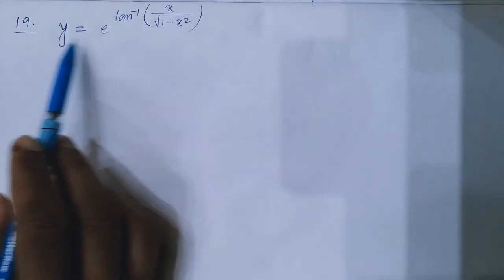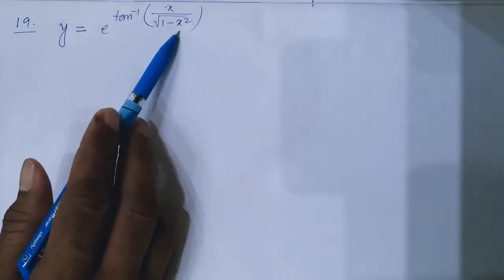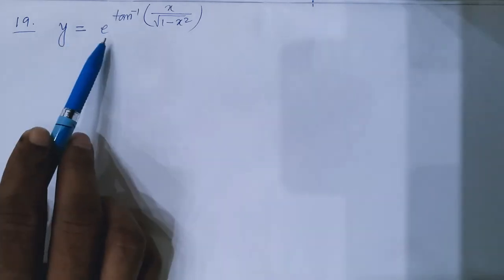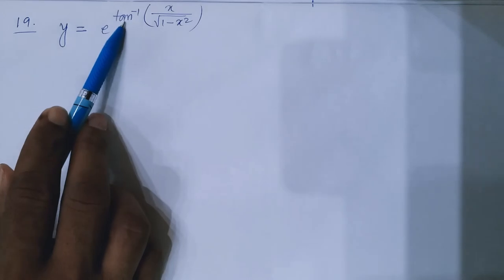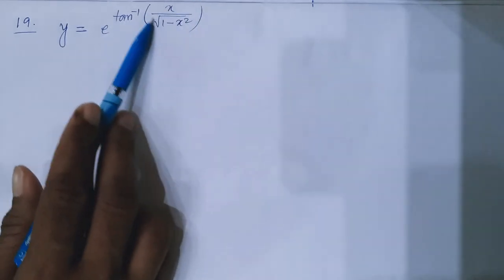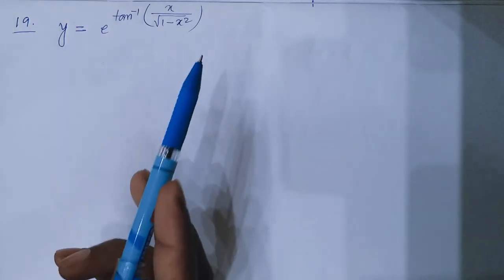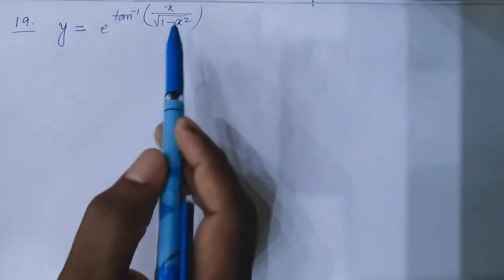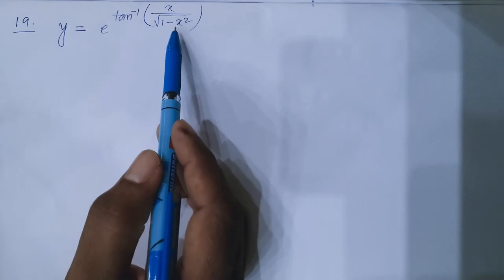This question says y is equal to e to the power tan inverse x by root over 1 minus x square. No doubt it will be done by direct differentiation. First will come the derivative of the e to the power function, then tan inverse derivative, then this function derivative. The calculation becomes a bit tough. So what will I do? I will try to simplify it a little first. So if you think you have a substitution here, think of a comfortable substitution.